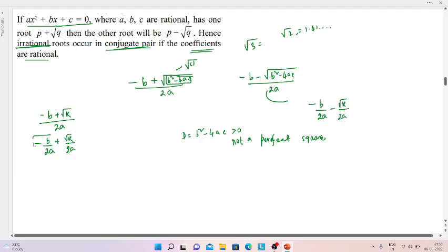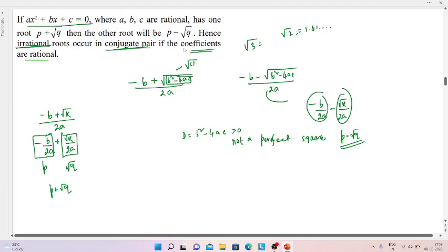So if I take this part as p, and I take this part as root q, definitely the root will become p plus root q. Similarly, I take this part as p and this part as root q, so definitely this will become p minus root q. So the other root will become p minus root q. So you understand that for irrational roots, if one root is p plus root q, the other root will also be p minus root q, where p and q are real numbers. We will discuss it further later on, but that is the actual condition.